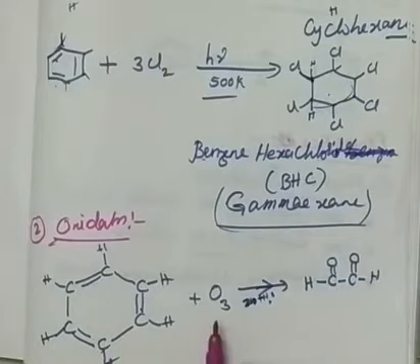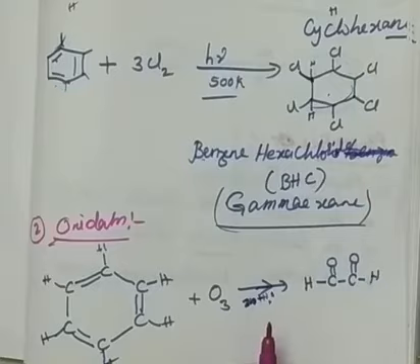Benzene on reaction with ozone has formed 3 molecules of glyceraldehyde. This is called glyceraldehyde. Actually it is not given in your textbook. I am searching whether it is given in your textbook or not. No, in the textbook he has given only addition reactions of H2.